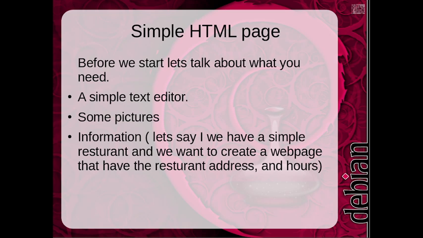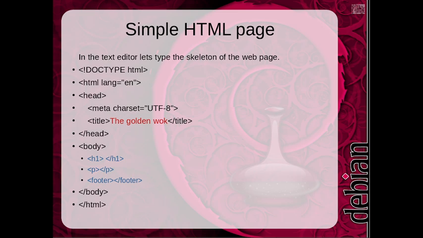Before we start, let's talk about what you need. You need a simple text editor, some pictures, and information. What I mean here is that you need to brainstorm. You need to know what you want to say in your website or web page. Let's say we have a simple restaurant and we want to create a web page for it. We're only gonna create one page here, with the restaurant address and hours. We might put a picture in.